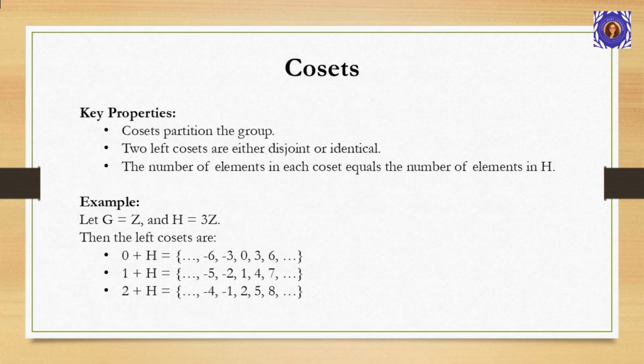Key properties of cosets include: cosets partition the group, two left cosets are either disjoint or identical, and the number of elements in each coset equals the number of elements in H. For example, let G equal the integers Z, and H equal 3Z. Then the left cosets are 0 plus H, which contains all multiples of 3, 1 plus H, which contains all numbers of the form 3k plus 1, and 2 plus H, which contains all numbers of the form 3k plus 2.